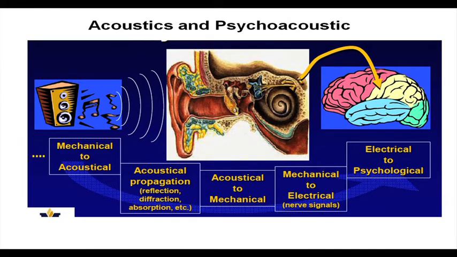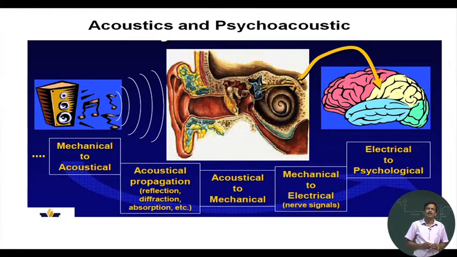What is happening here is that there is a loudspeaker which produces acoustical energy. The loudspeaker is mechanical to acoustical, and then acoustical propagation is done. Then acoustical to mechanical, because this acoustical signal goes to the membrane, which vibrates. Then the mechanical signal goes to the cochlea, and the cochlea converts it into an electrical nerve signal, and that creates a perception. So, that is electrical to psychological.